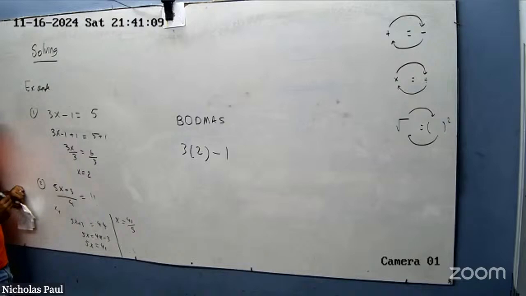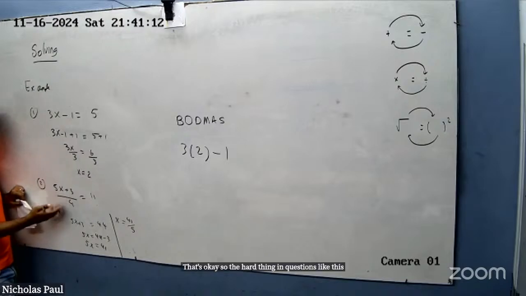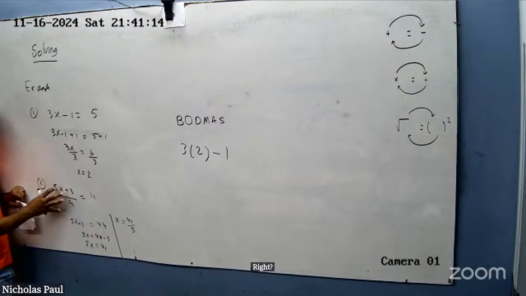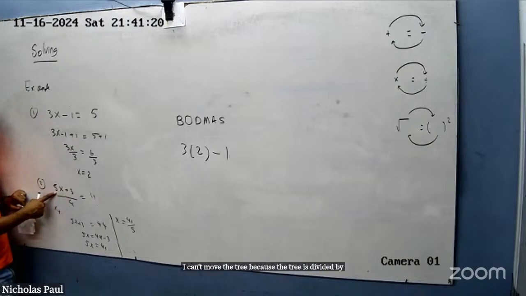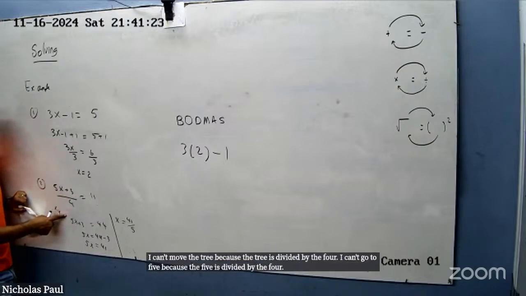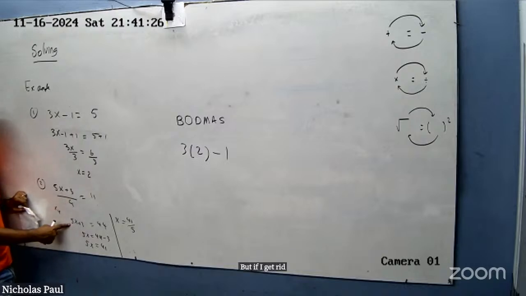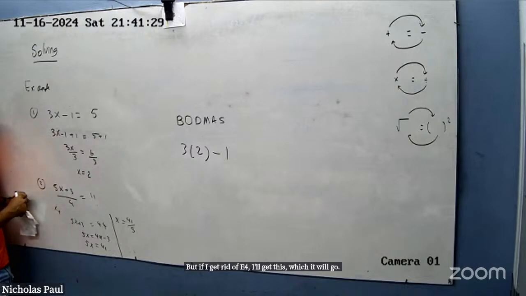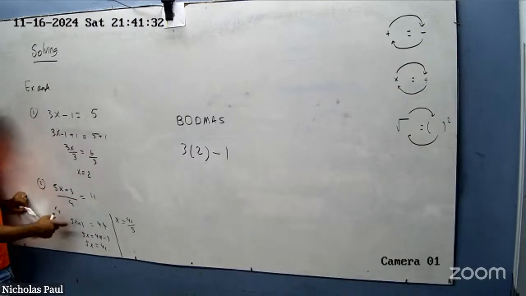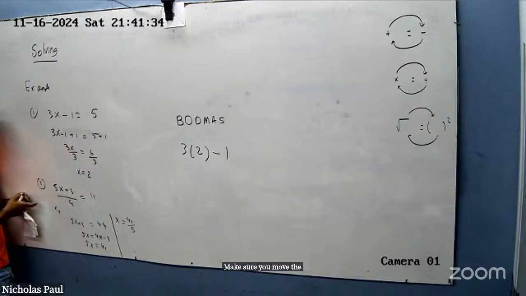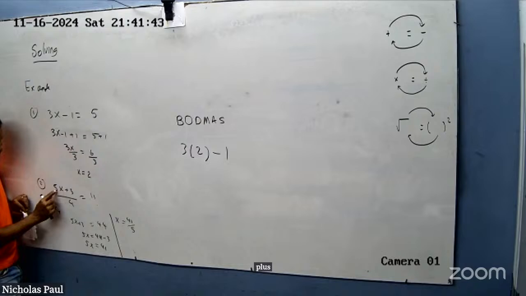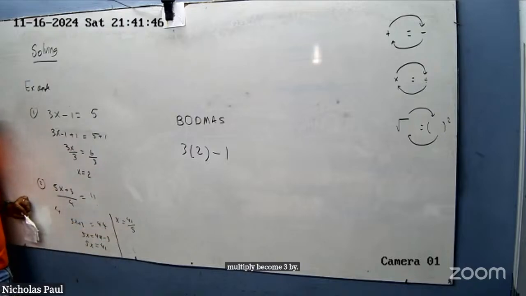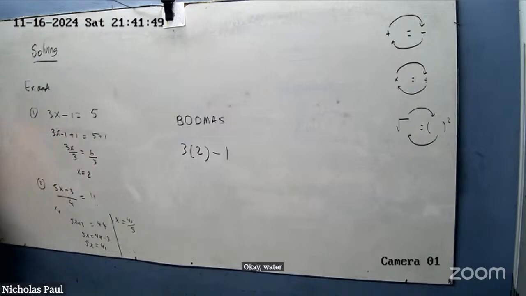That's okay? So the hard thing in questions like this is, what do I move first? I can't move the 3 because the 3 is divided by the 4. I can't move the 5 because the 5 is divided by the 4. But if I get rid of the 4, I'll get this, which is easy to work out. Okay with that? So in your mind, before you start, make sure you move the right things first. And remember, divide across the equal sign becomes multiply, plus becomes minus, multiply becomes divide. That's okay? Order is very, very important.